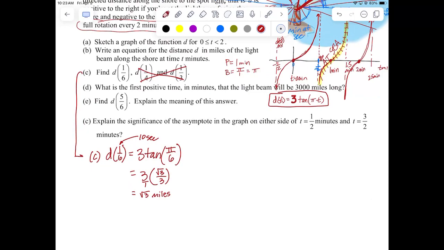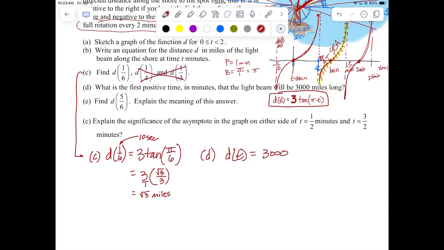Let's look at part D. What is the first positive time in minutes that the light beam will be 3,000 miles long? Now, is it possible to have a light beam off a lighthouse visible 3,000 miles down the line? There's no beam big enough or strong enough, unless it's the sun, to actually see that. But in theory, we can make it work. So here I want to know, where is d of t equal to 3,000? So I set it equal to 3,000.